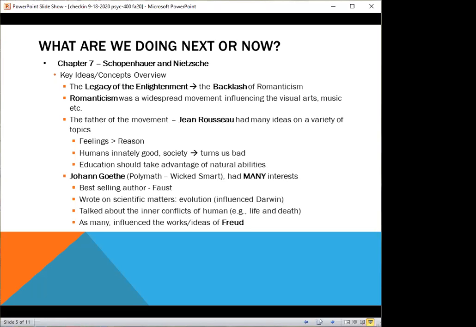So what we see here, the considered father of this movement of Romanticism is Jean Rousseau, and he had many ideas on a variety of different types of topics. But some of the things that he really emphasized were these. Feelings are more important than reason. And so think about what that's saying. We just came out of a section that talked about the Enlightenment, where it was all about reason, rationality, and things of that nature. And now we're seeing major thoughts about feelings being a driving force, and we don't want to neglect feelings, and they can be more important than reason.